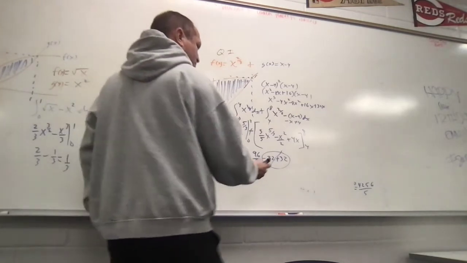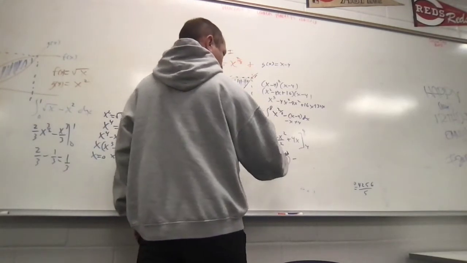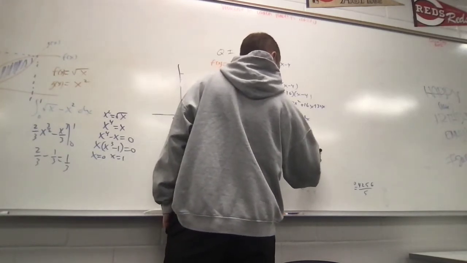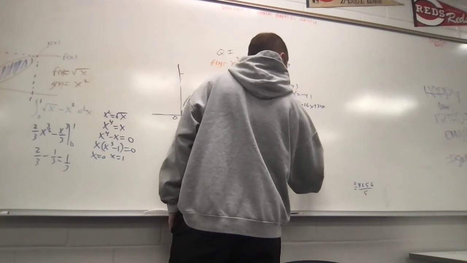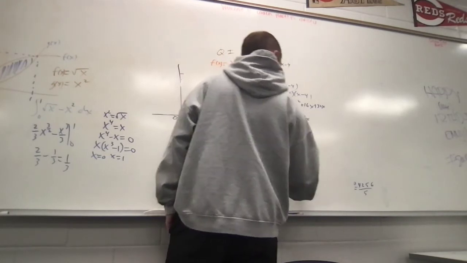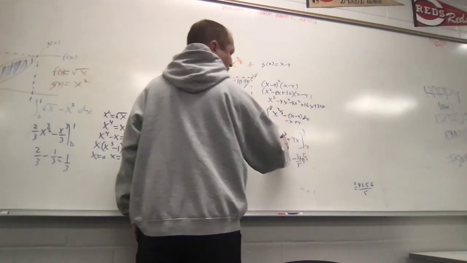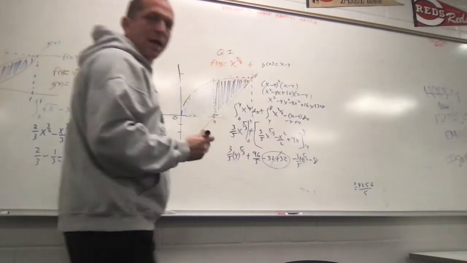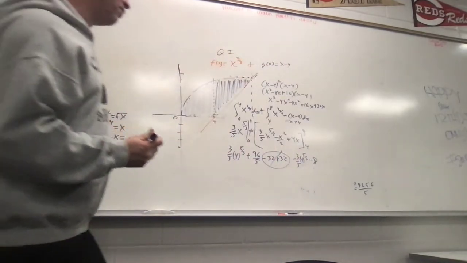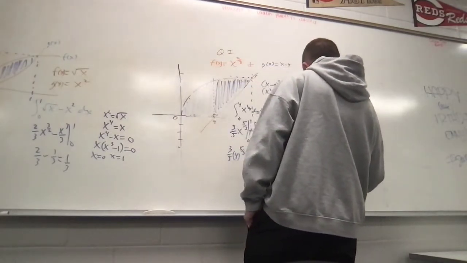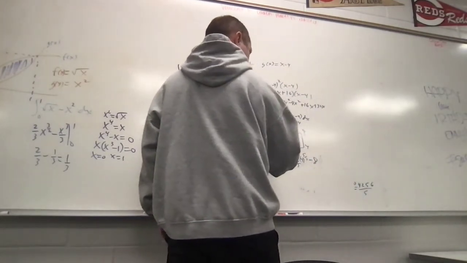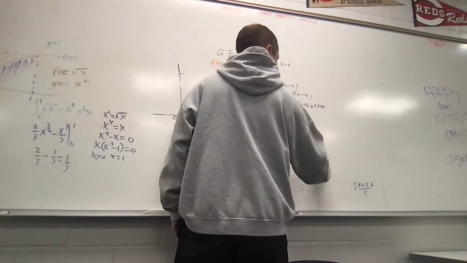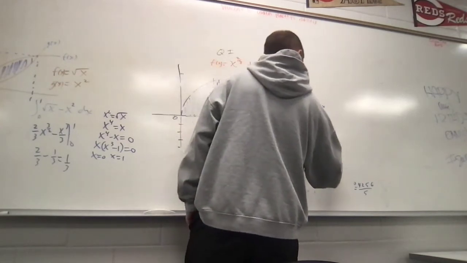Now I've got to subtract. So I'm going to be subtracting 3/5 times 4 to the 5/3. All right. Now plugging in 4. 4 squared is 16. 16 over 2 is 8, so it's going to be minus 8 here, and then 4 times 4 is 16. But all right, hold up. I'm subtracting this, so this would be plus 8, and then this would be minus 16. All right.